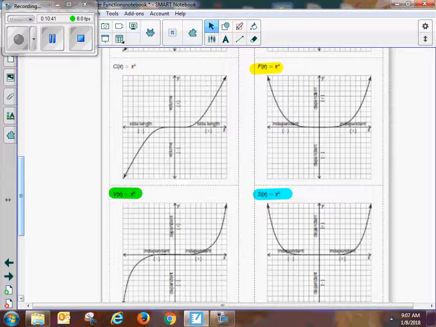V of x is x to the 5. Can you see the odd degree? And then s of x is x to the 6. So in your group, I want you to split them up. And if you're a group of 2 because somebody's absent, one of you do an even, one do an odd. And I want you to turn it around so you can figure out what the inverse is going to look like. Go.